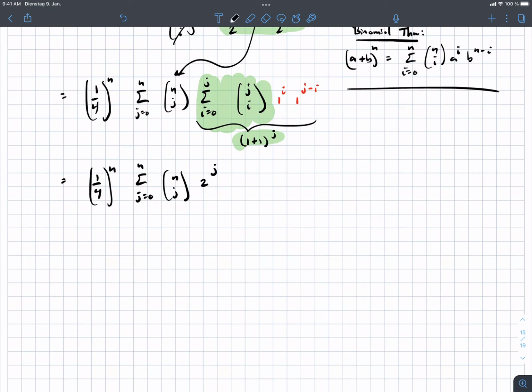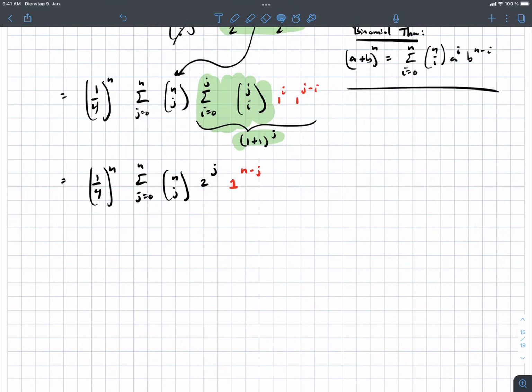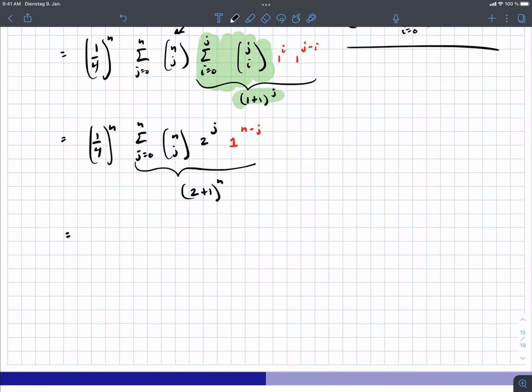And now here I can again add 1 raised to the power n minus j without changing anything. And then this whole thing is like (2 + 1) to the power n. And so that's how I get 3/4 to the power n, because this is 3 to the power n.